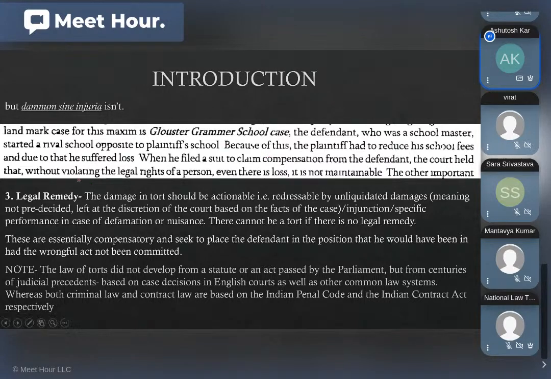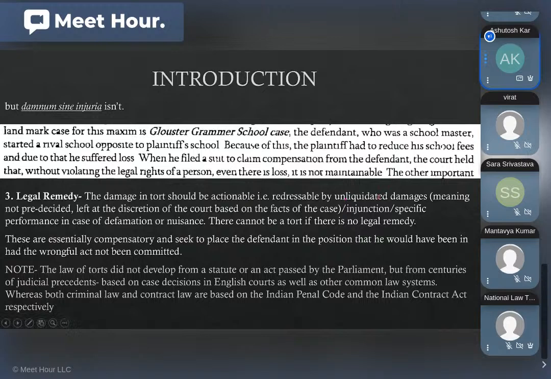So we'll head to the third component, or the characteristic of torts, which means legal remedy. So अगर कोई damage हुआ है and जिसके लिए तुम मतलब कोर्ट पे गए हो, what exactly are you expecting there? Are you expecting the other person to be jailed? No. In torts, the damage in torts should be actionable, which means redressable, जिसको हम भरपाई कर सकते हैं. कोई किसी का लॉस हुआ है तो उसको कॉम्पेंसेट करते हैं, वैसा ही हो रहा है यहाँ पे.